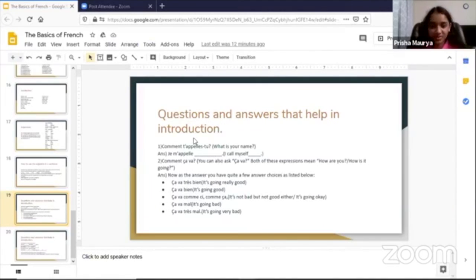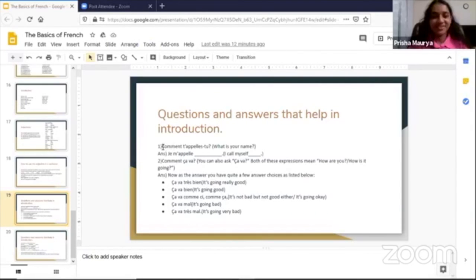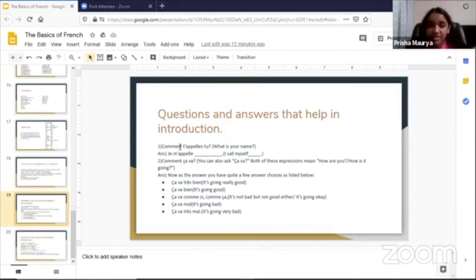Comment t'appelles-tu is what is your name, like you already know, and je m'appelle is I call myself. It's the I call myself part. That's so cool. So when you're asking someone about their name, you just say "Comment t'appelles-tu?"